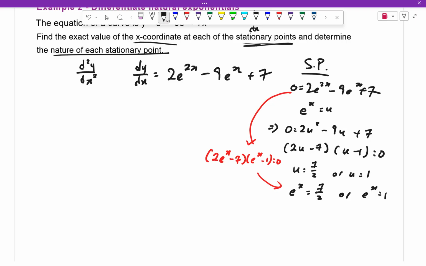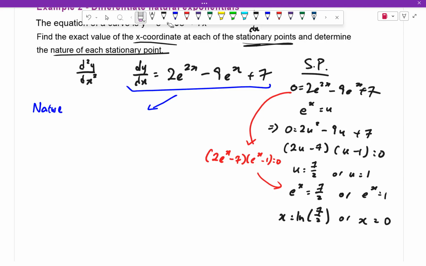Anyways, let's take logs. So it becomes x equals ln of 7 over 2. So that's one. Or x equals ln of 1, which is just 0. So there are two points, and we have found the two stationary points. Now what we need to do is determine whether they are maximum or minimum. And as I mentioned, you have to use d squared y over dx squared. So in this case, we continue from this part to find the nature.